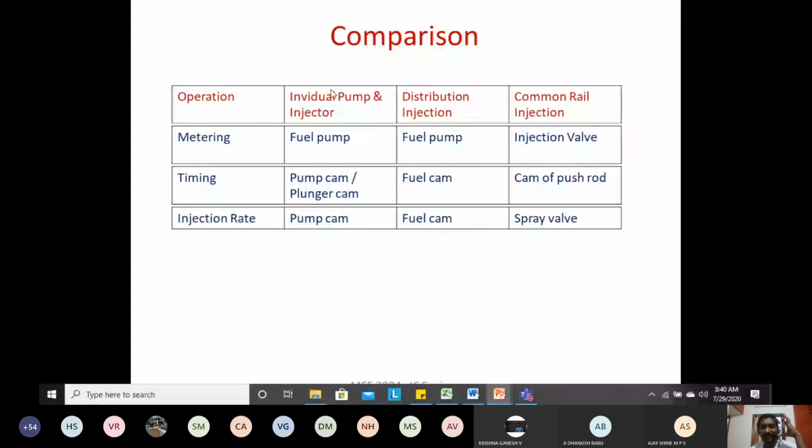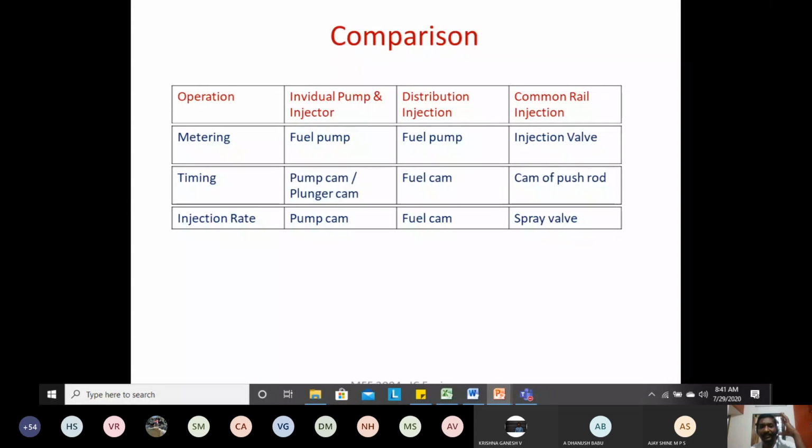For individual pump and injector system, the injection rate is again determined by the cam, which is going to drive the plunger of the fuel pump. And here it is the distribution pump. And the injection rate depends upon the spray valve. Fuel injector has a spray valve. So that is what is responsible for the fuel injection rate in the common rail injection system.